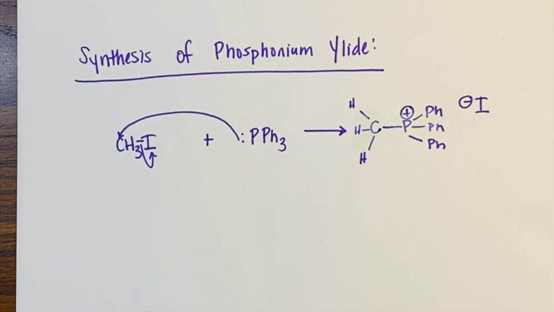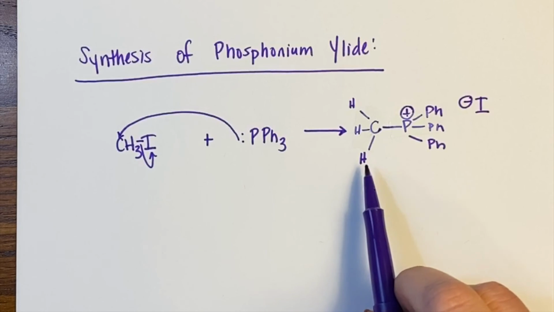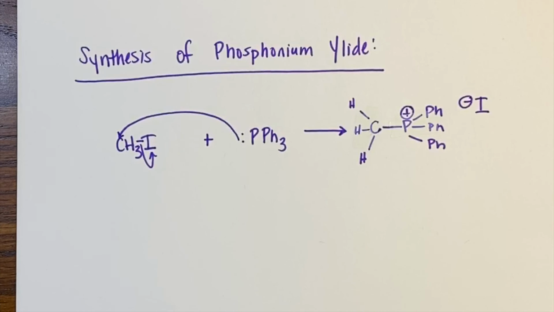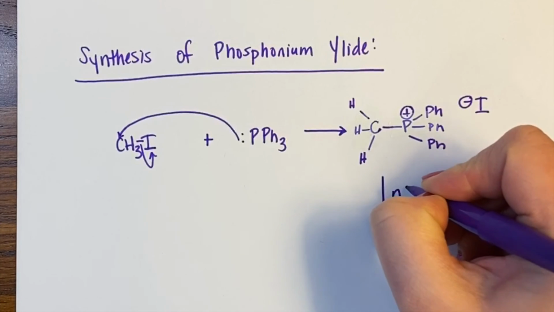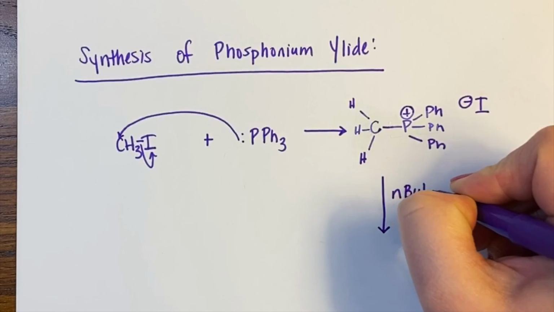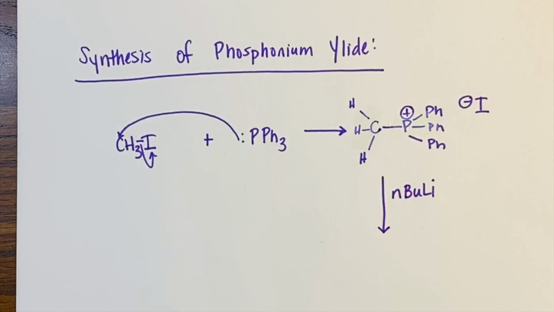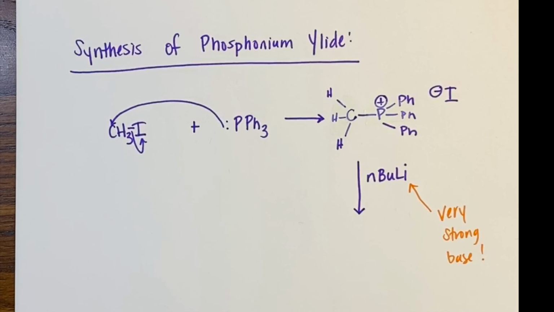From there, in order to form the ylid, I need a base to remove one of the protons from this carbon in order to form my phosphonium ylid. And a really strong base that we use a lot in a reaction like this one is n-butyllithium, which is often abbreviated like so. n-Butyllithium is a very strong base. You have to be very careful when you're working with n-butyllithium, but it's an alkyl lithium reagent, and it looks like this.